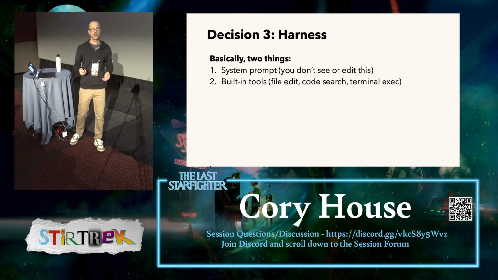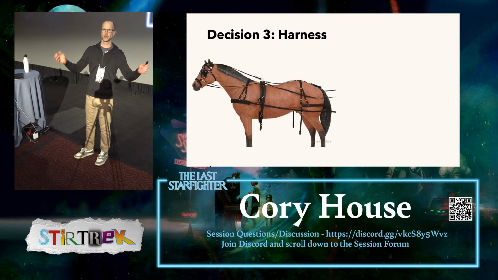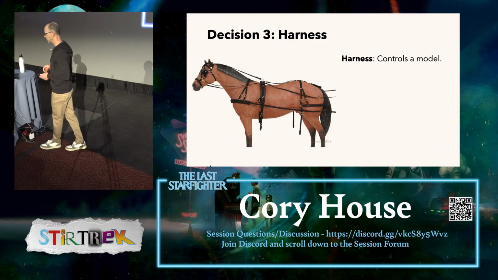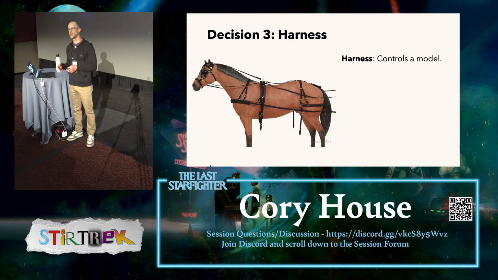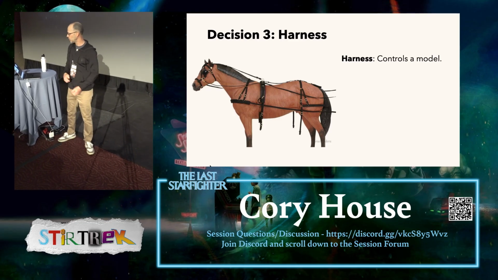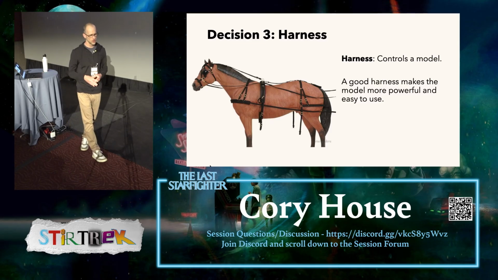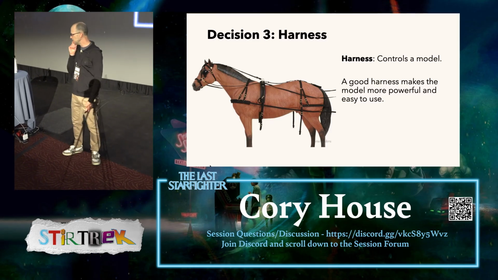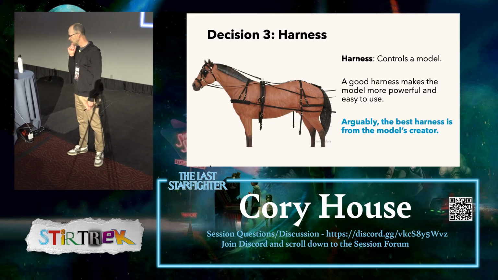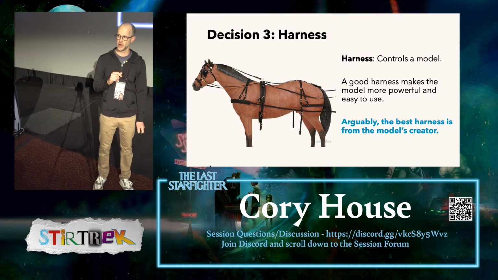And when I think about a harness, I find it useful to think about a horse. So if I'm going to go ride a horse, I'm going to put a harness on that horse. And the harness, in the case of the AI conversation, it controls the model just like a harness controls a horse. And a good harness makes the model more powerful and it's easier to use. Now, the interesting point about this is this. Arguably, the best harness comes from the model's creator.